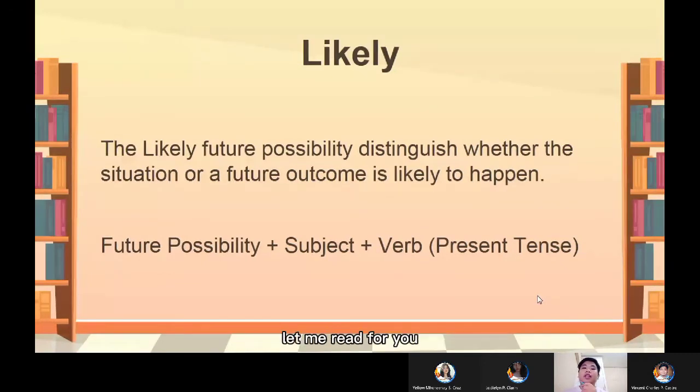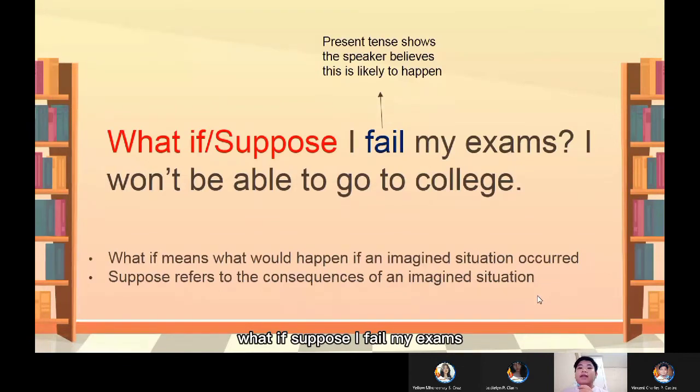So I have here an example. Let me read for you. What if or suppose I fail my exams? I won't be able to go to college. What if or suppose here is the future possibility, and then I is the subject, and then fail here is the verb that is in the present tense to show that the speaker believes this is likely to happen. So class, let me give you a sentence, then identify the future possibility, subject, and then the verb, so that you will practice and eventually get used to it.